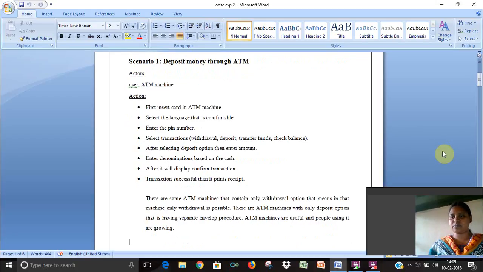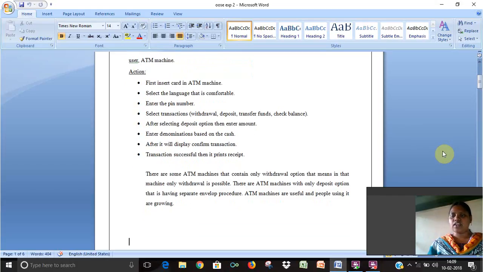There are so many ATM machines, mainly for withdrawal. For deposit there are few machines. For that there will be a particular machine that requires you to put cash and envelopes. Those machines completely depend on the envelope card. ATM machines are increasing day by day and people are using them day by day.